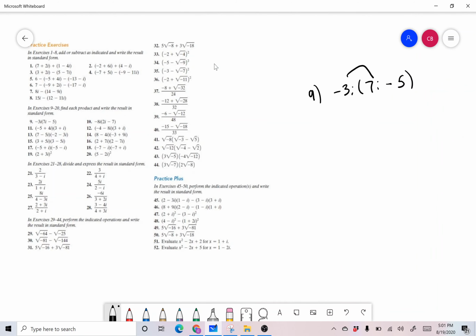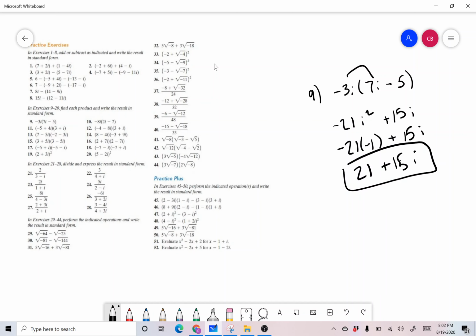this is going to be negative 3 times 7 is negative 21. i times i is i squared. Negative 3 times negative 5 is positive 15. And i times negative 3 is negative 3i. Well, this is negative 21 times negative 1, and this is plus 15i, which is 21 plus 15i. And so that's one that I wanted to do. Let's do another one before we get into conjugates.